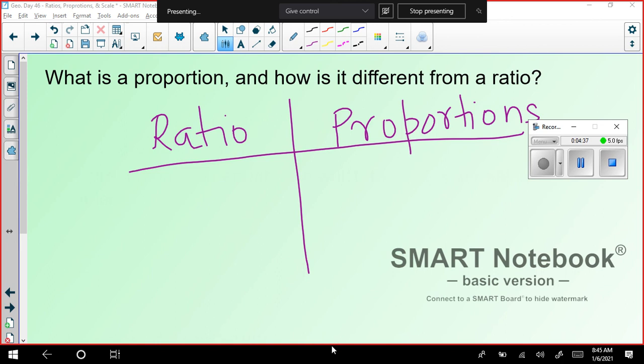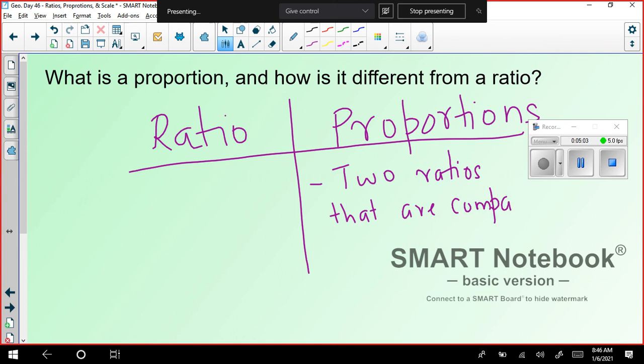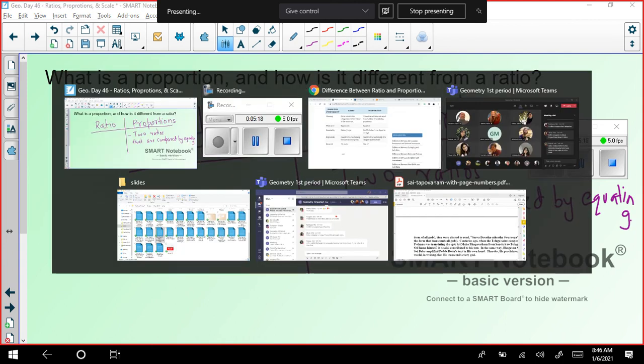Proportions are nothing but two ratios that are compared by equating. That's what was listed, and that's right.